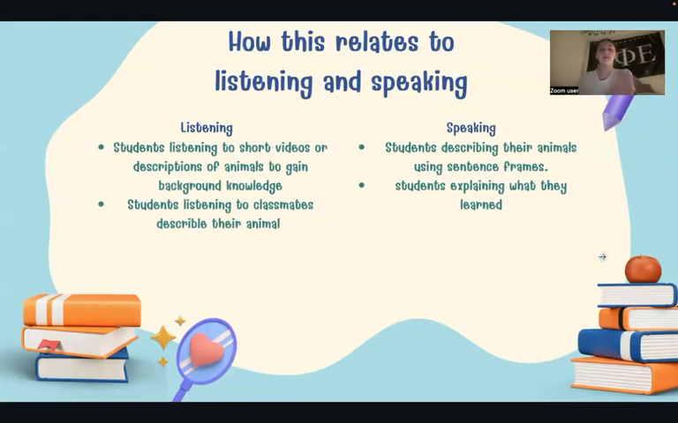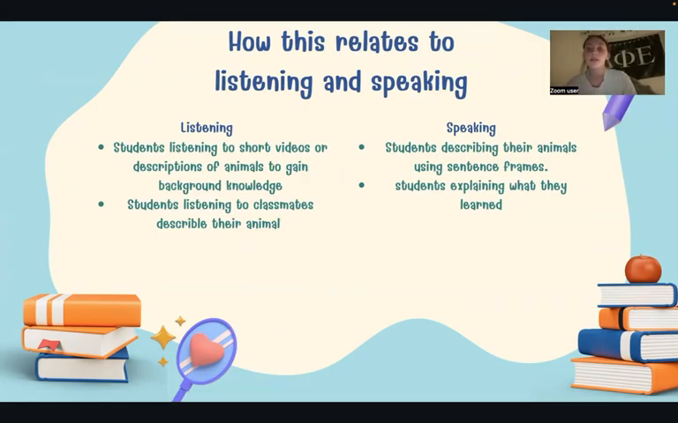So basically, this relates to the listening and speaking portion. For listening, when I mentioned that I would play short videos or speak on descriptions of the animals to gain background knowledge, that's them listening. And then they would also listen to their classmates describe the animal. So that also goes into the listening department.